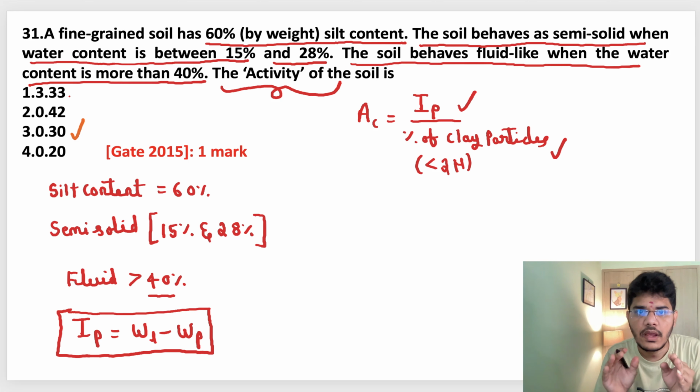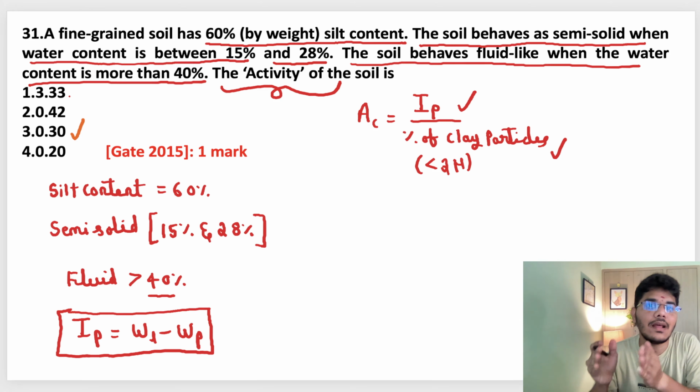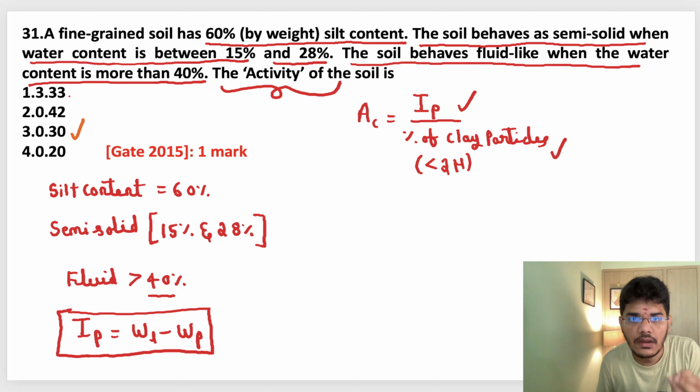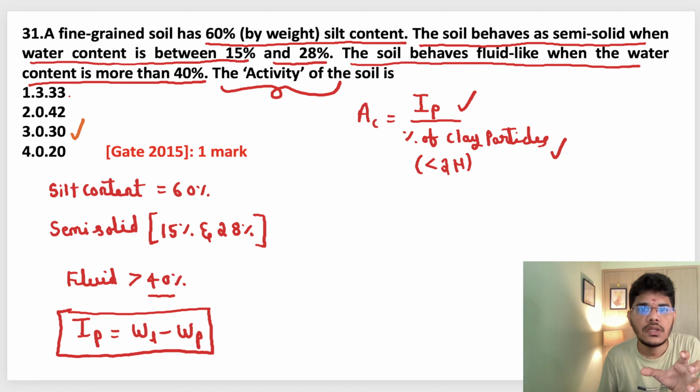So we just have to locate the given data in the graph and find out where the liquid limit and the plastic limit are, so that we can find the plasticity index. After that we found the percentage of clay particles based on the given data. This is actually a simple question, but if you know the concept, then you can easily tackle this kind of problem. I hope the video is clear.